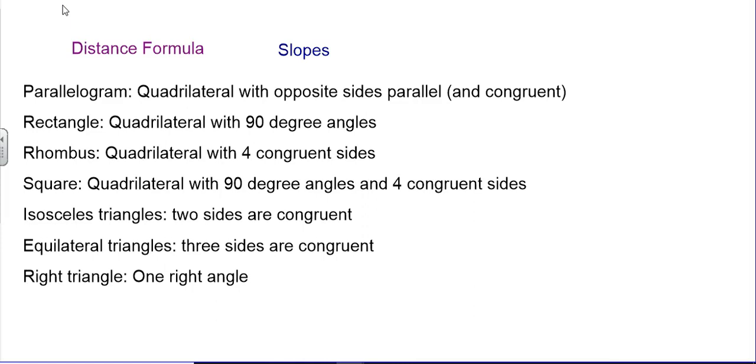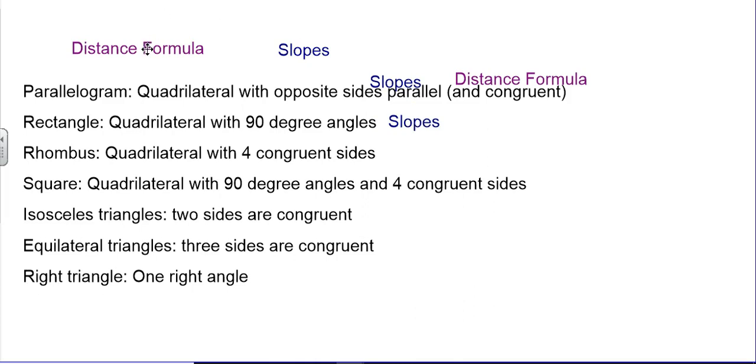shapes. For all of these problems, you need to either use the distance formula or find the slopes, or do both. A parallelogram is a quadrilateral with opposite sides parallel and congruent. So to determine if a shape is a parallelogram, you can use the slopes to check to see if the opposite sides are parallel, or you can use the distance formula to see if the opposite sides are congruent. For a rectangle, we used the slope formulas.